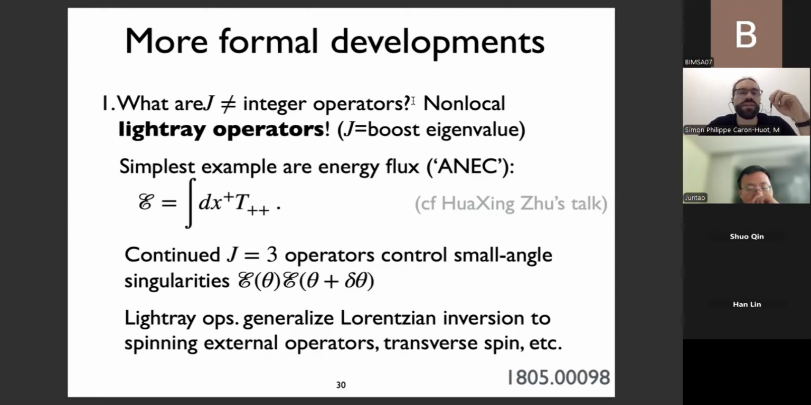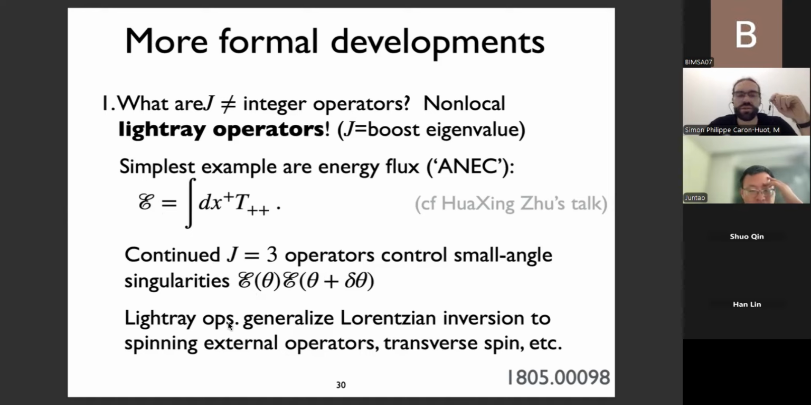So the first question you could ask is, what are these operators with non-integer spin? It turns out that they are non-local light-ray operators. This was explained in this paper, which actually received a Frontiers of Science award last year, by Simon Caron-Huot and Kravchuk. The simplest example of these light-ray operators is that you integrate the energy-momentum tensor along a light ray. That's energy flux, also known as the average null energy condition. This is actually the integral of something local, but when you start taking the operator product expansion of these things, you get non-local operators, which are continuations of these operators.